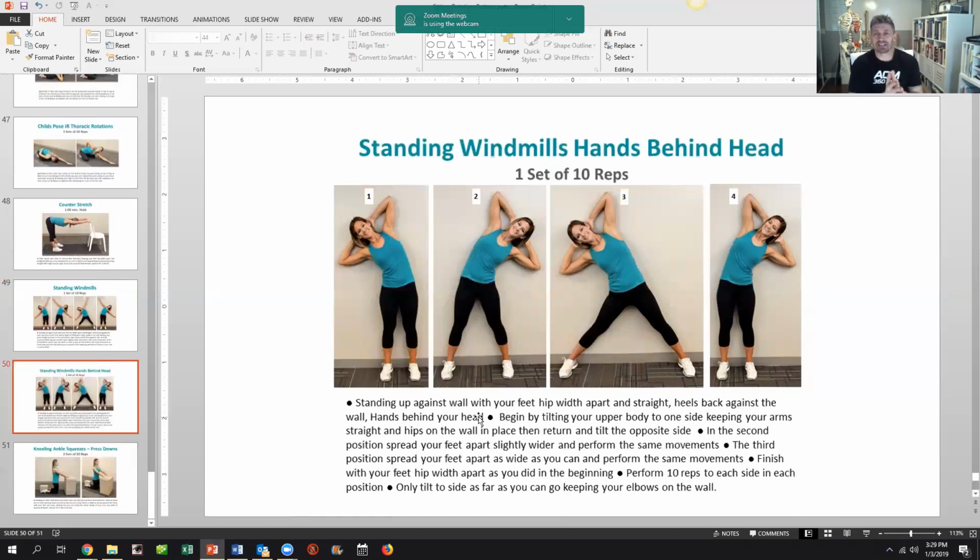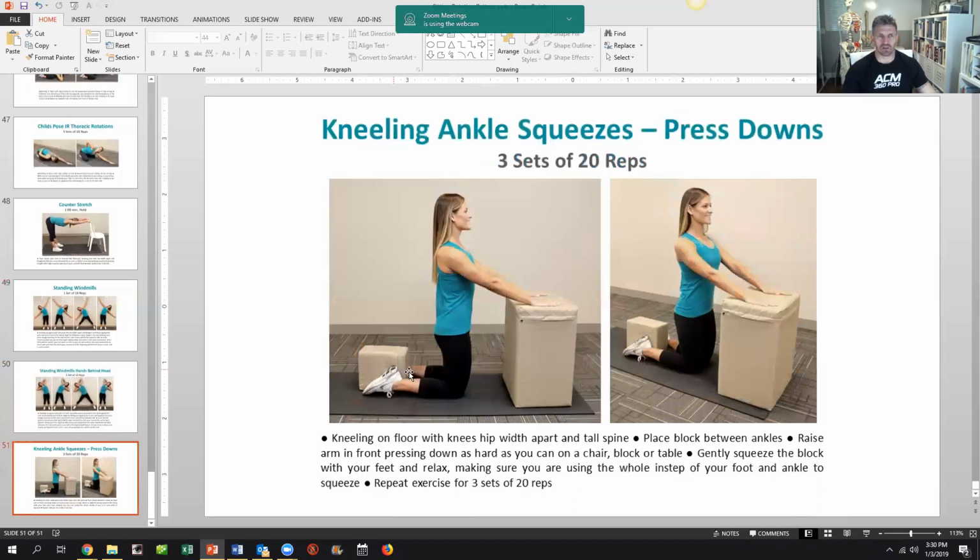So hands behind the head, standing windmills is my go-to for just about anybody with neck pain or upper extremity discomfort that can get into this position. It's very hard, especially to tilt to the side and keep your elbow back without rotating or bringing that elbow forward, because the lat is being pulled. So if someone can keep their elbows back and their hand on the wall, this is a highly effective exercise if you've mobilized the spine up to this point. And then I'll just do something at the end to lock it all in.